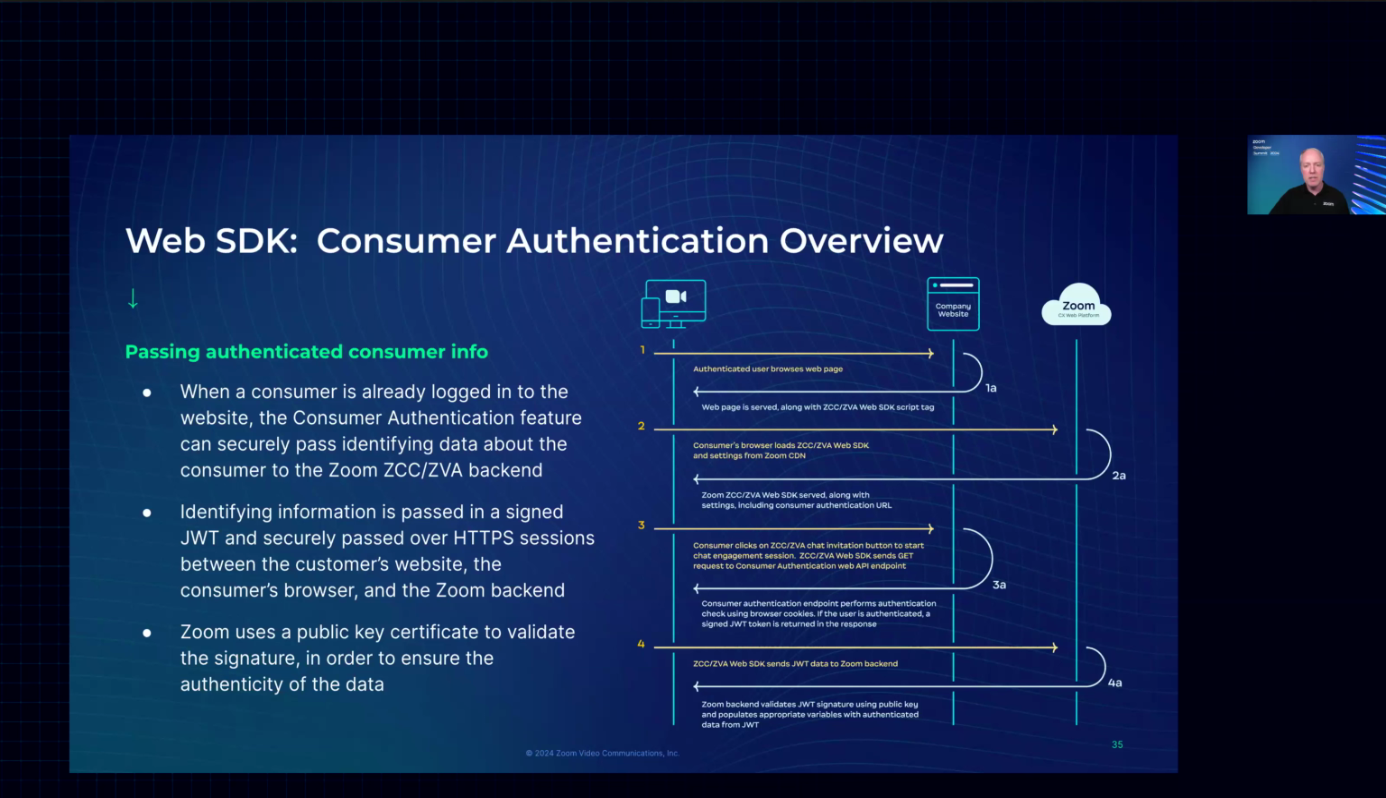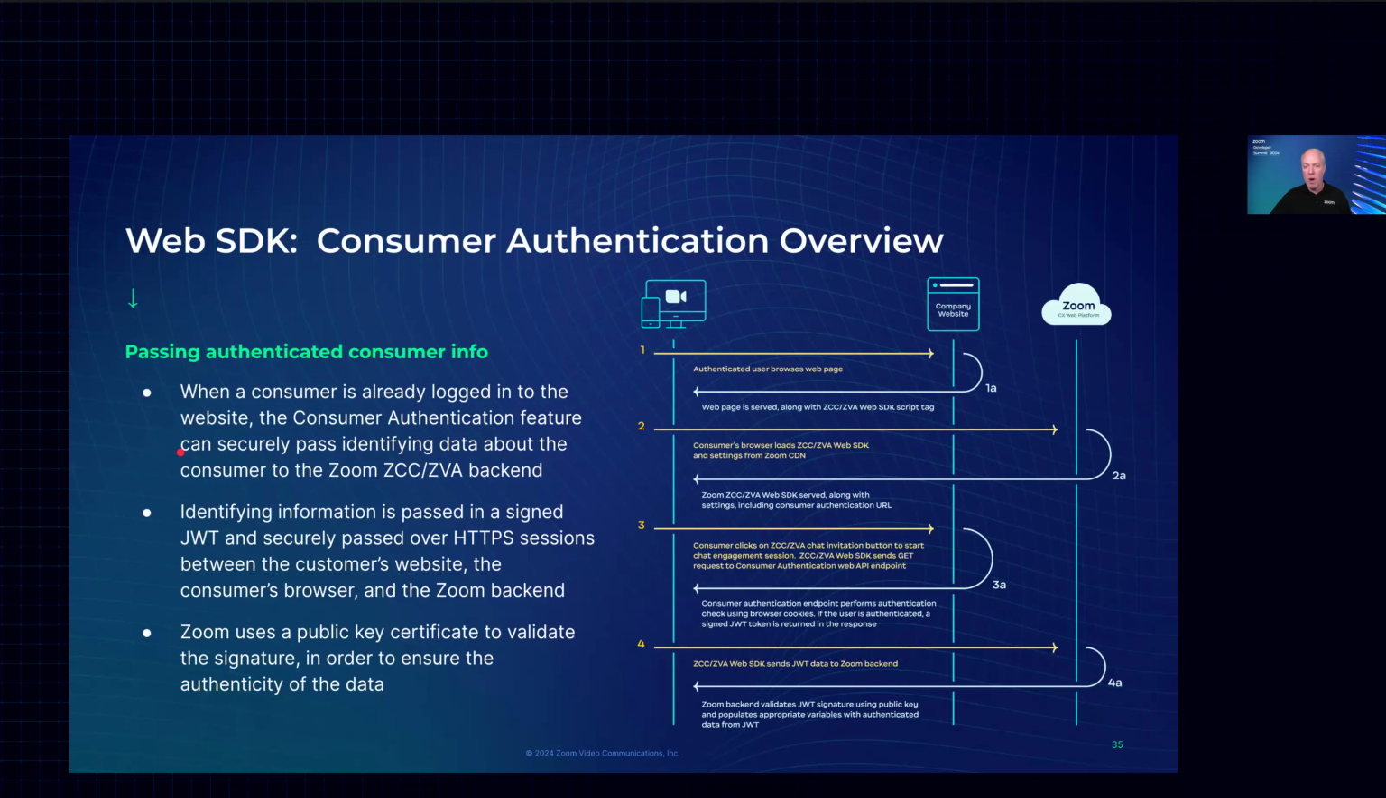What you'll essentially do is sign a JWT with a private key. The Zoom CX Web SDK will call your endpoint. You'll sign that JWT with your private key and pass it back. And then that JWT will go into the Zoom CX cloud, where we will use the associated public key to validate that the JWT was signed. And that way we can ensure the authenticity of the data. So you create the private key, you give us the public key, and we'll use that to validate that the user has gone through this consumer authentication process.